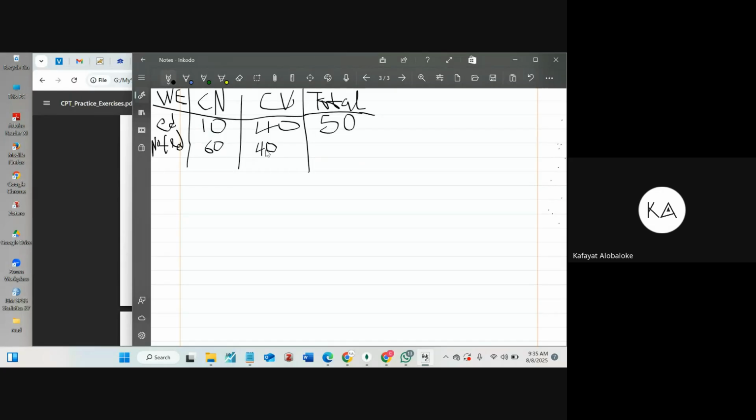Also, the count of noun, given that the word is not ending with ed, is 60. The count of verb, given that the word is not ending with ed, is 40. What's the total count? That's 100, right?